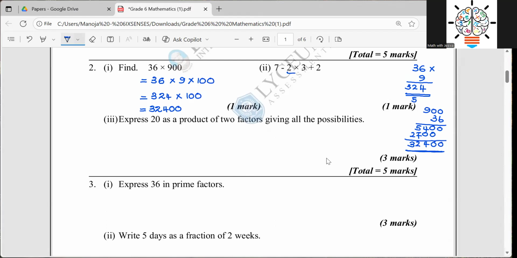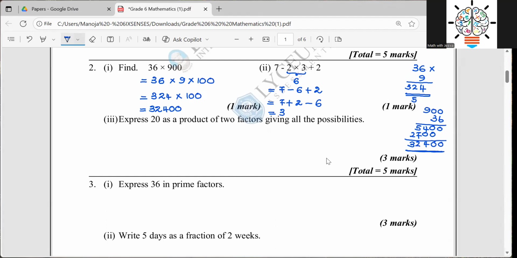So then here we have 2 times 3. The answer is 6. Then I rewrite the question, 7 minus 6 plus 2. Here you have two methods. Either you can subtract 6 and add 2, or else you can add 7 and 2 first and then subtract 6. 7 plus 2, 9. 9 minus 6, 3. The same thing. You just subtract 6 from 7. It gives you 1. And 1 plus 2, 3. You get the same answer.